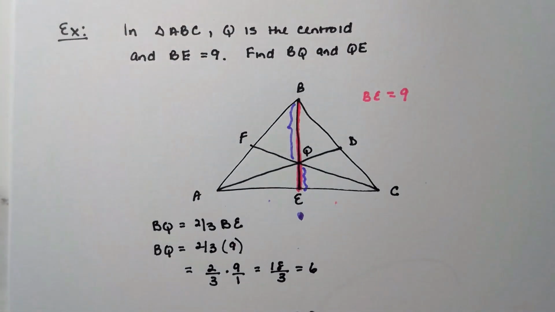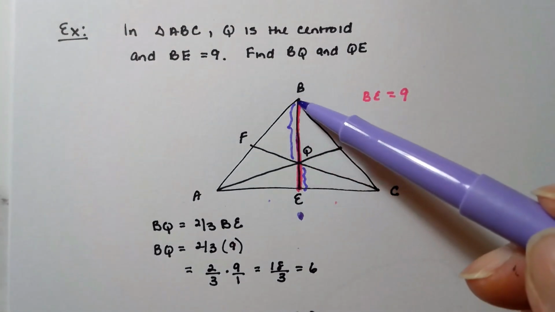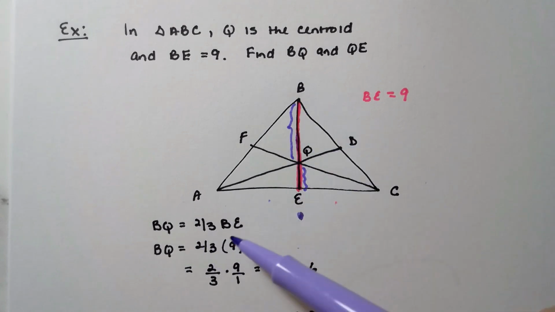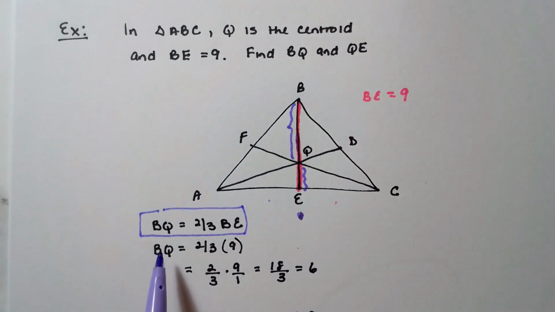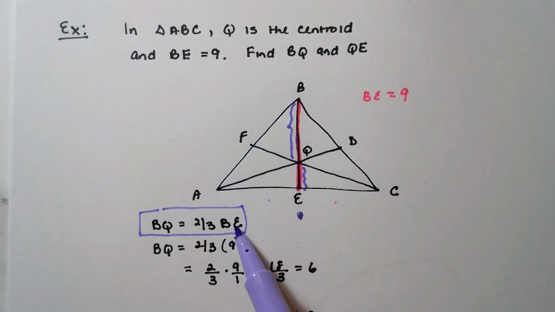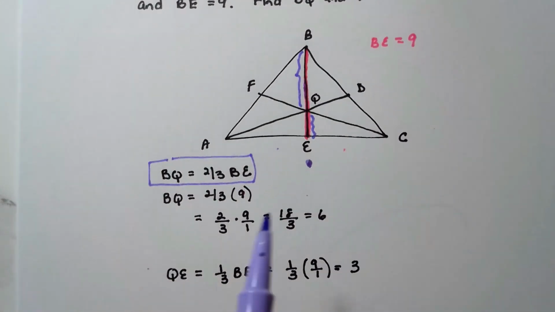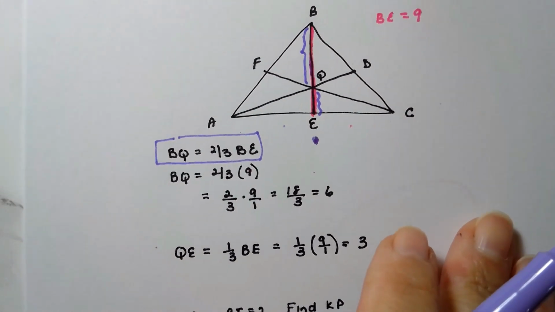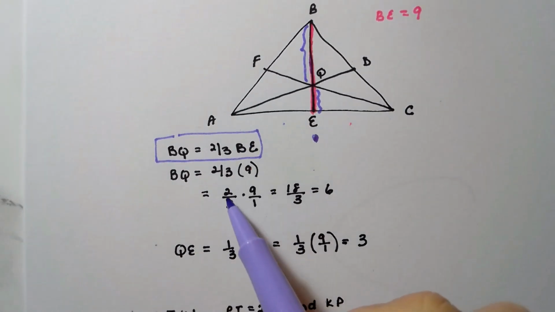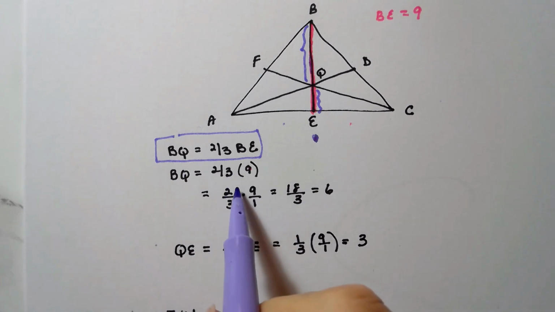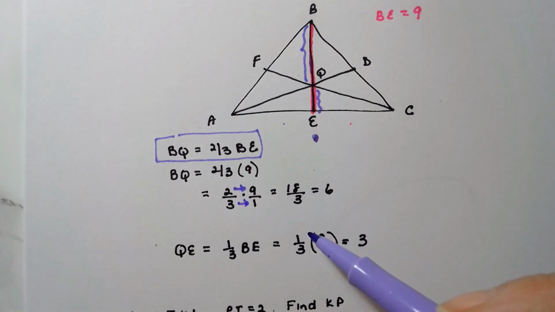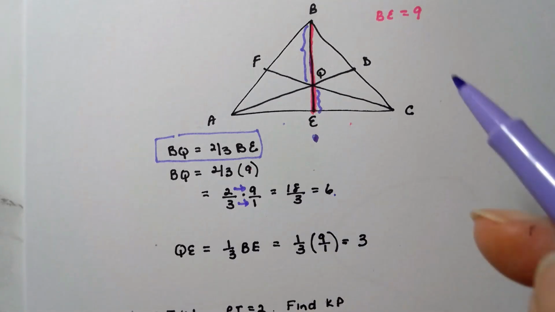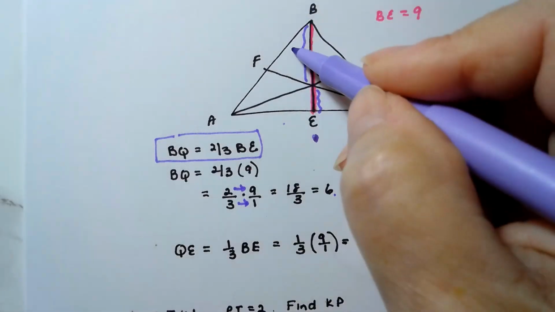Okay, so what do I know? I know that this piece here from the vertex to the centroid is 2/3 the whole line. So I'm using this formula right here. And I'm looking for BQ. Well, I know that BE is 9 because they told me it was. So if I plug in a 9 for BE, I have 2/3 times 9, and I rewrote it as little fractions in case, I know a lot of you don't like fractions. So 2/3 times 9, remember when you multiply fractions, you multiply straight across the top, you multiply straight across the bottom, you get 18 over 3, and then of course you would want to reduce that, so it's 6. So I know that BQ is 6.